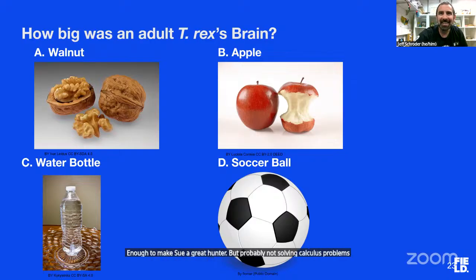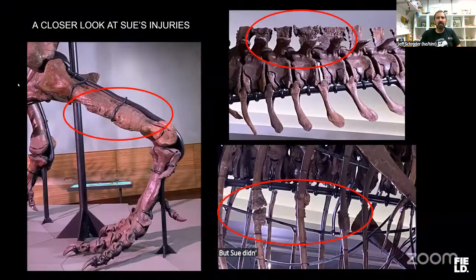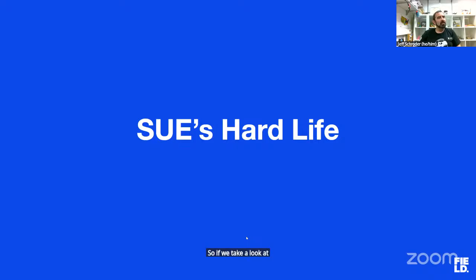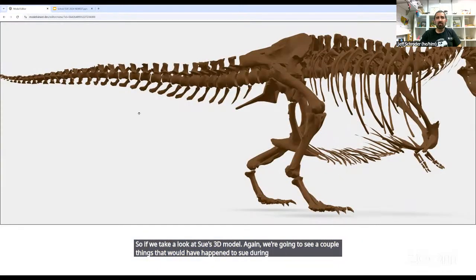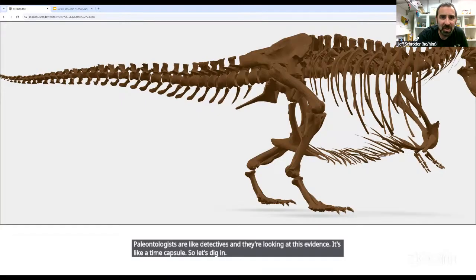All right, so let's talk about Sue's hard life. So Sue was an incredible hunter, but Sue didn't live an easy life. You're hunting down things that will fight back. So if we take a look at Sue's 3D model again, we're going to see a couple things that would have happened to Sue during their life. 67 million years ago. Paleontologists are like detectives, and they're looking at this evidence. It's like a time capsule. So let's dig in. Let's look at Sue's ribs.